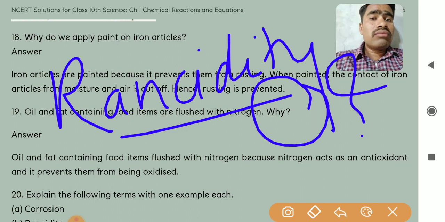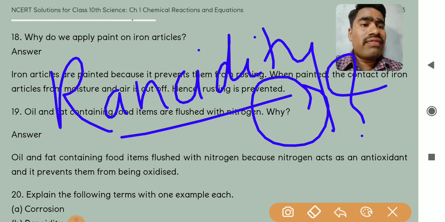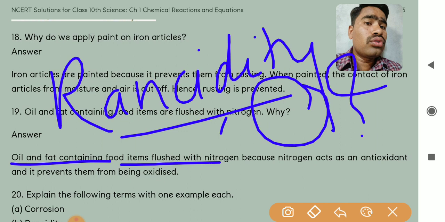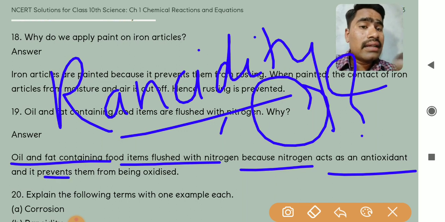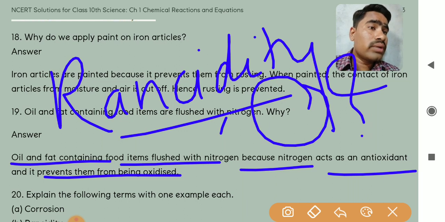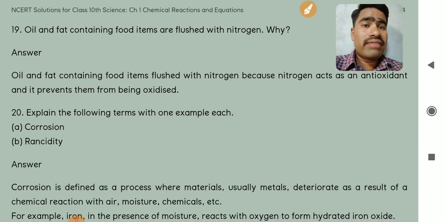So this is the reason why these food packets should be filled with antioxidant gases such as nitrogen gas. So oil and fat containing food is flushed with nitrogen because nitrogen acts as an antioxidant. Antioxidant means prevention of oxygen. It does not allow the oxygen to combine with fats and oil, and it prevents them from getting oxidized, and it also prevents rancidity. So to prevent rancidity, we flush nitrogen in the oil and fat containing food.